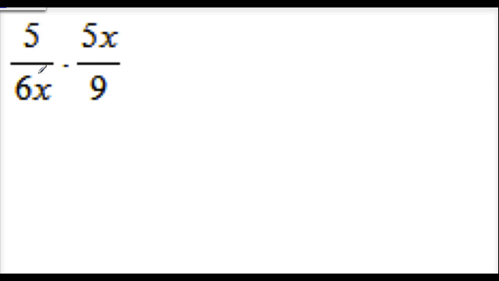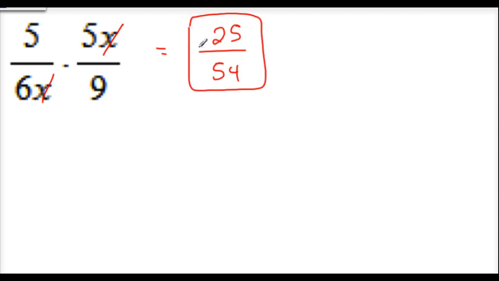I see that here I have x and x. Yeah, my x's simplify, so these go away. None of my other numbers simplify, so just multiply across. 5 times 5, 25. 6 times 9, 54. So my answer is simply 25 over 54.